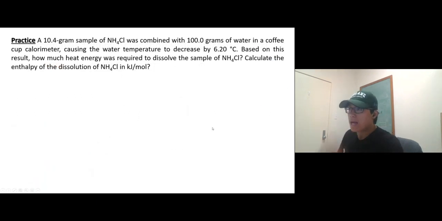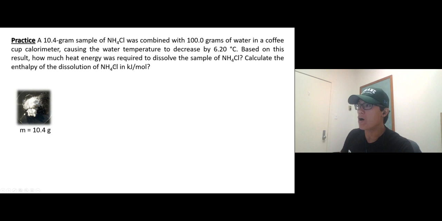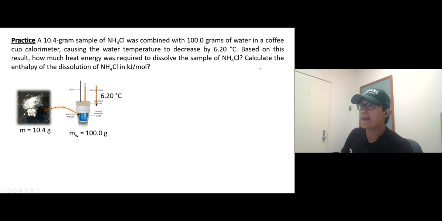All right, I'll do this one for you. 10.4 grams of ammonium chloride was combined with 100 grams of water in a coffee cup calorimeter, causing the water temperature to decrease by 6.2 degrees. So put these in, the temperature dropped by 6.2 degrees. Based on this result, how much heat energy was required to dissolve the sample of ammonium chloride? Calculate the enthalpy of solution of ammonium chloride in kilojoule per mole. So there are two questions. Find the heat transfer first, and then calculate the enthalpy of this solution.